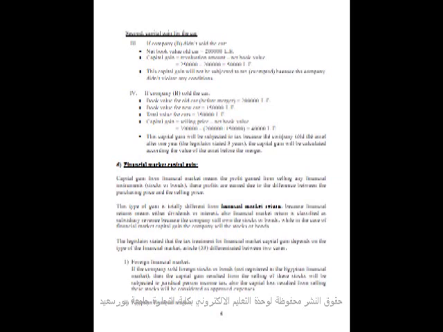The fourth type of capital gain is financial market capital gain. Please remember, we have two concepts of the financial market. We have financial market return and financial market capital gain. What is the meaning of financial market capital gain? Capital gain from the financial market means the profit gained from selling any financial instruments. What is the meaning of financial instruments? Stocks or bonds. These profits are earned due to the difference between the purchasing price and the selling price.